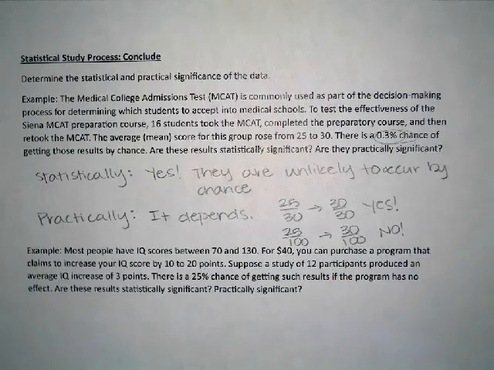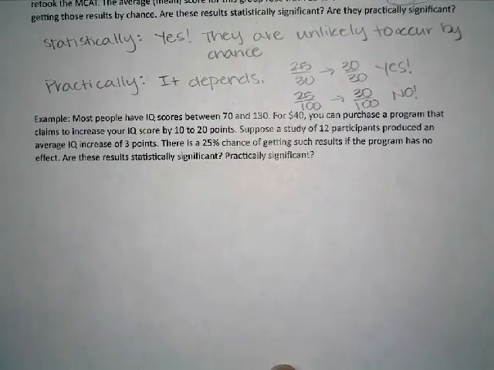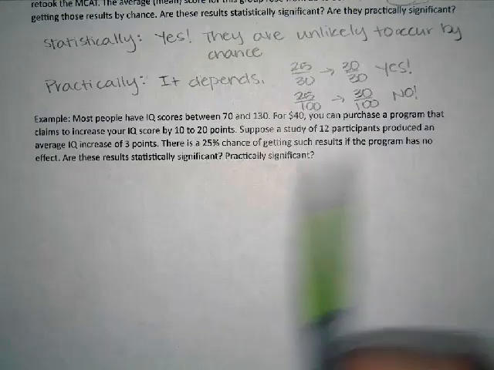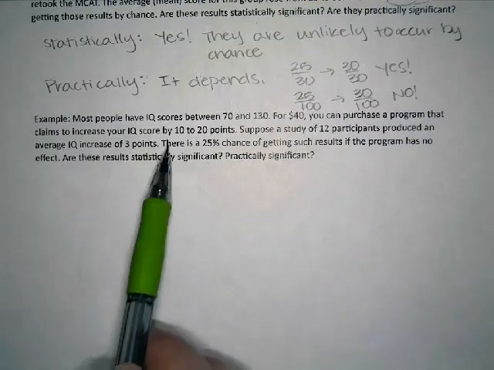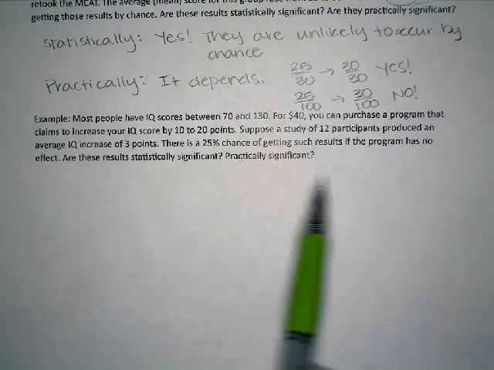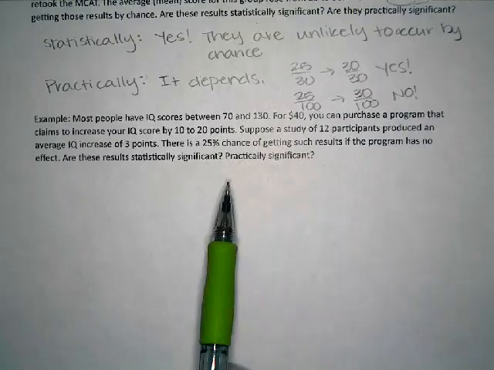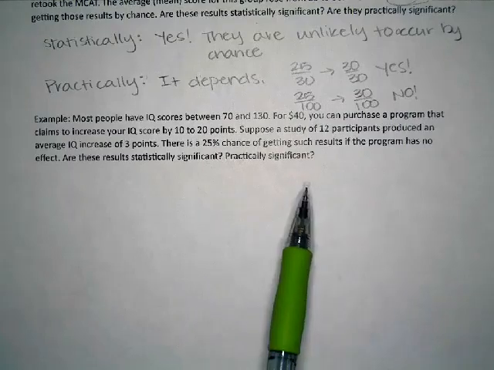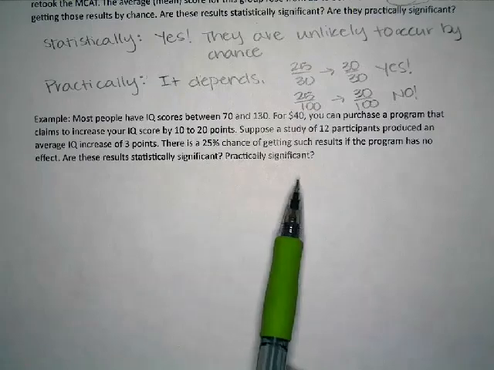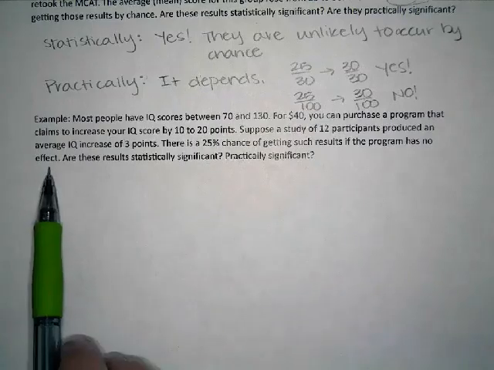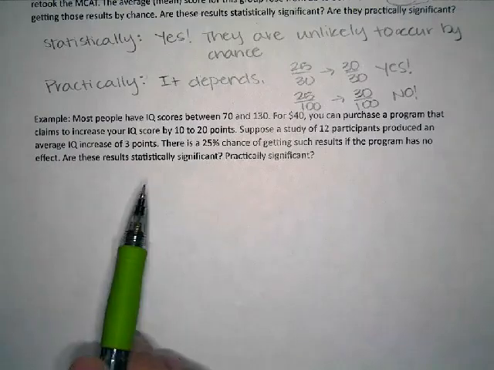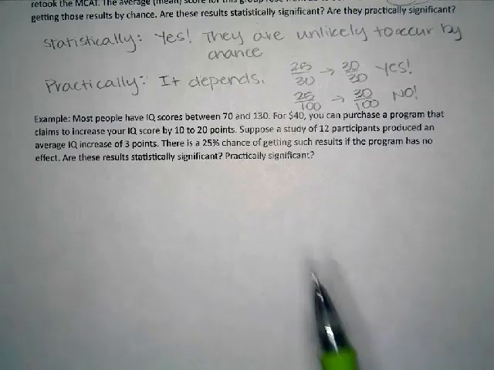Next example. Most people have IQ scores between 70 and 130. IQ scores of 100 are considered normal or average. For $40, you can purchase a program that claims to increase your IQ score by 10 to 20 points. Suppose a study of 12 participants produced an average IQ increase of 3 points. There is a 25% chance of getting such results if the program has no effect. So you take the program, it doesn't work, but you still increase by 3 points just because you retook the test again. Are these results statistically significant? Are they practically significant?